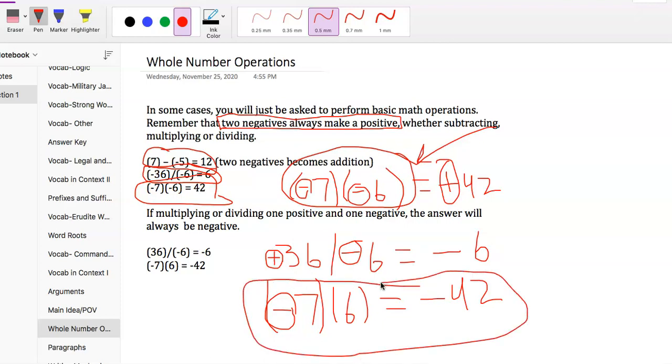So those are the concepts, with a bunch of examples: two negatives turn into a positive, and with one negative and one positive, multiplying and dividing, the answer will be negative.